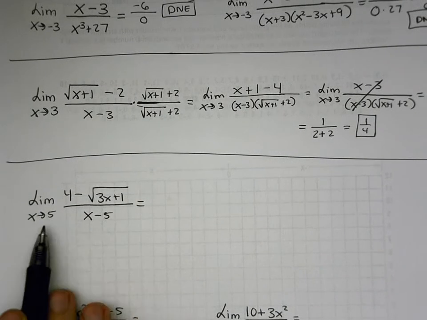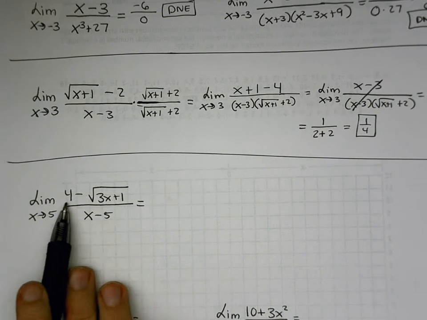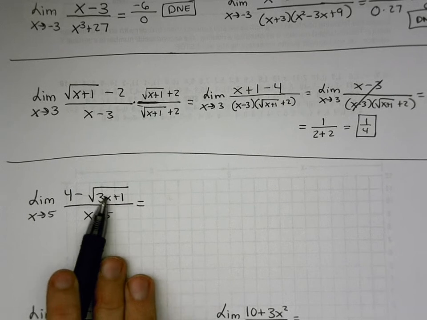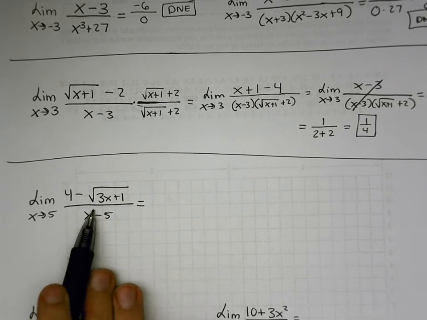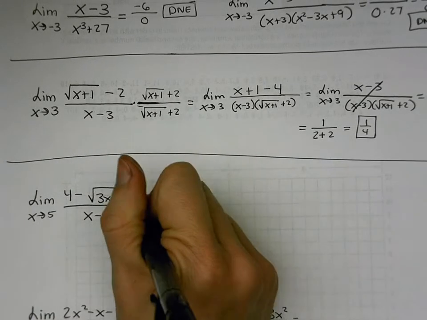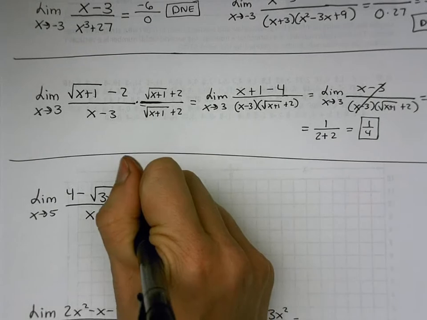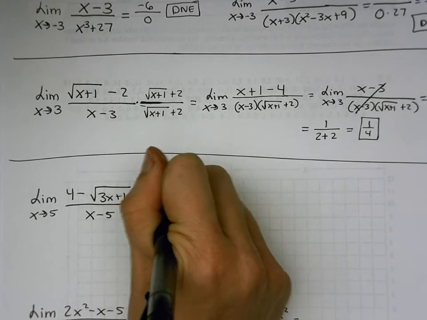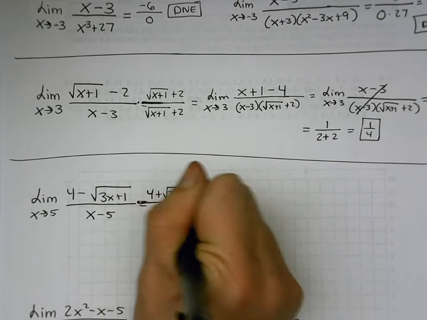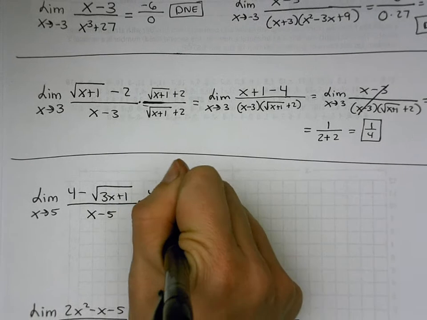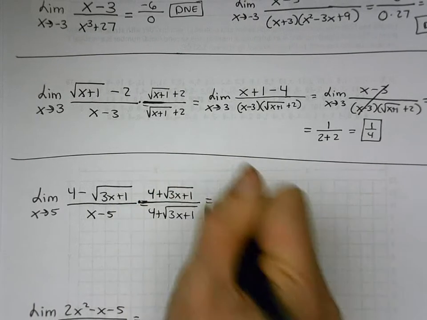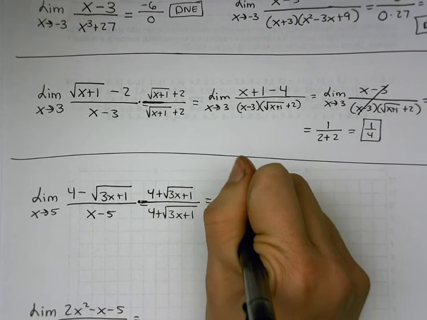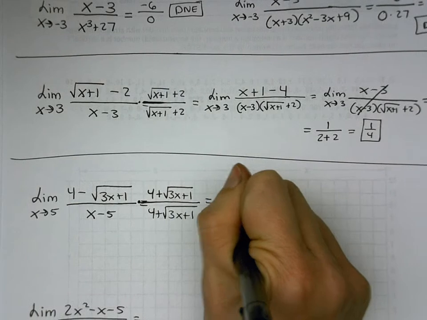Okay, when I plug in 5 here, I get 4 minus root 16, which is 4. 4 minus 4 is 0 over 0, which can't happen. So this is where I'm going to multiply by my conjugate. We're going to have 4 plus root 3x plus 1. Again, the nice thing about multiplying by the conjugate is that outside and inside will always cancel.